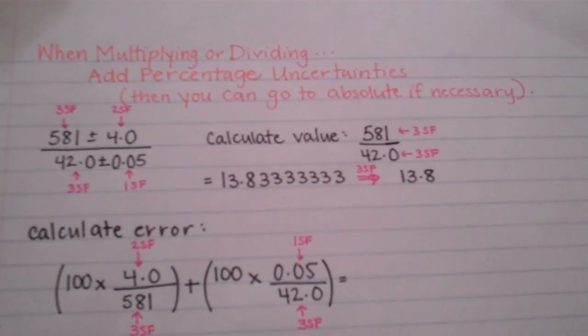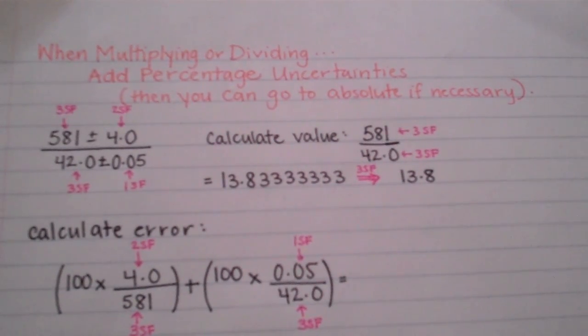Well, they both have 3, so 3 is what I'm going to go with. So I look at my first 3 digits in my value, 13.8. I look at the value directly behind the 8 to see if it's 5 or above, to see if I need to round up. However, it's a 3, so I don't need to round up at all. It's just 13.8 as the actual value of the division that I have to do for this experiment. Now I can go ahead and start calculating my error.